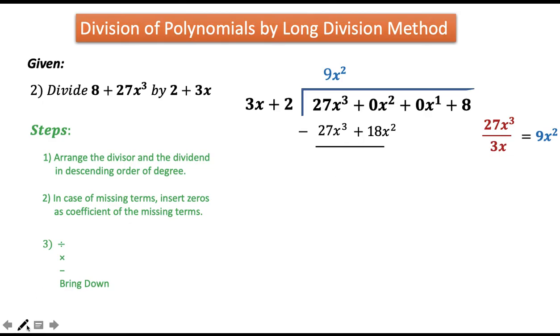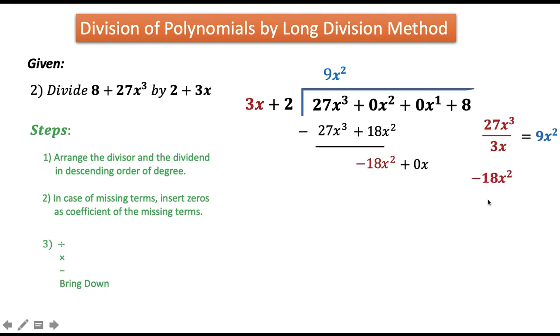Then subtract. So change the sign of the subtrahend. This one becomes minus. This one becomes minus also. And proceed to addition. So this is cancelled, and we are left here with 0 plus negative 18x squared, which is negative 18x squared. After subtracting, bring down 0x raised to 1 power. Then go back to division.